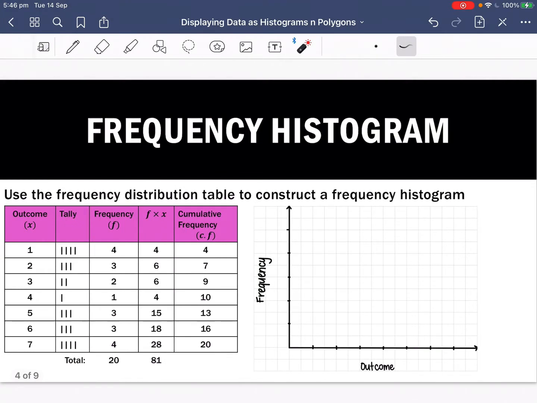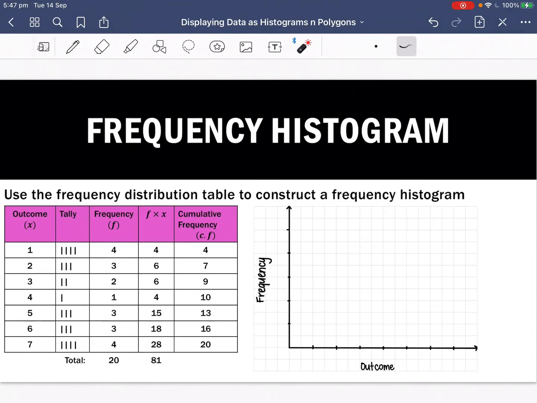Let's look at the frequency histogram first. So we're going to use the frequency distribution table to construct a frequency histogram. This frequency distribution table is from a previous video when we looked at sorting data. And we're going to use the exact same table throughout the entire video today to show how to graph a frequency histogram, a frequency polygon, a cumulative histogram, a cumulative polygon.